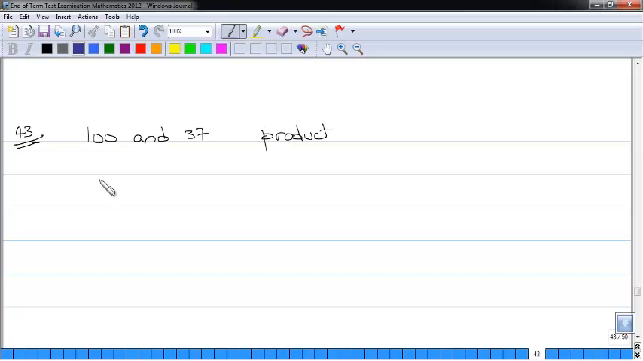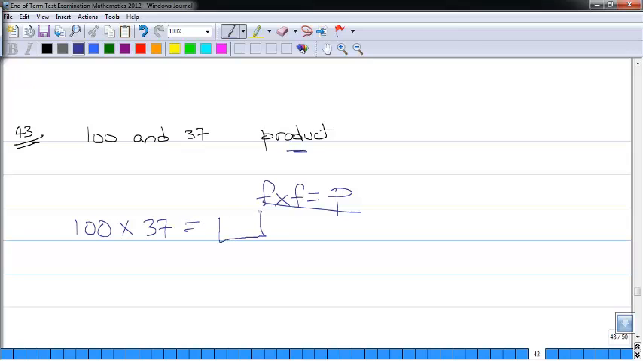Item 43. Question 43 says, which will give the product of 137? This is a simple question. It simply wants to find out if we can associate the term product with the right operational sign. Product is a result of multiplication. We have factor times factor will be equal to the product. So the factors here would be 100 multiplied by 37, and we would get an answer we call the product.